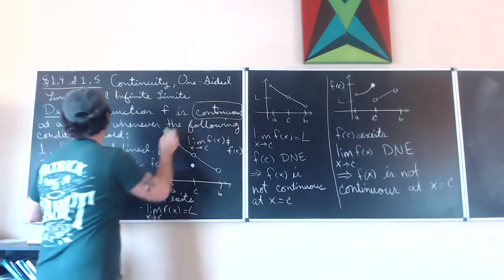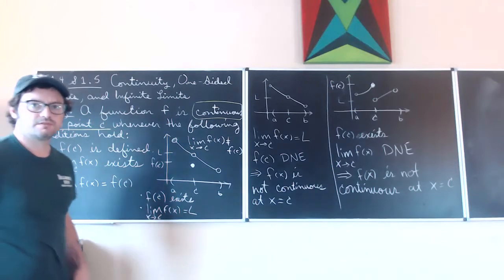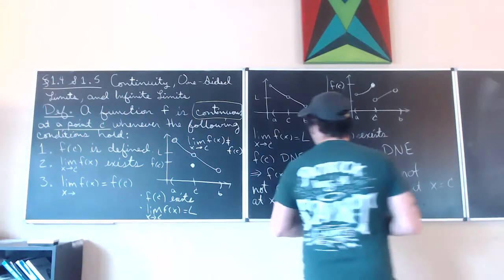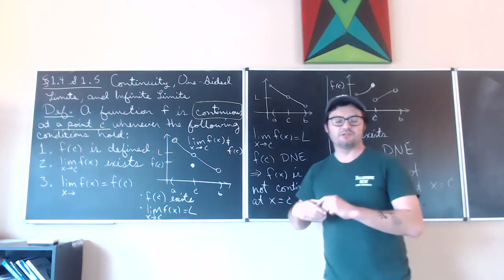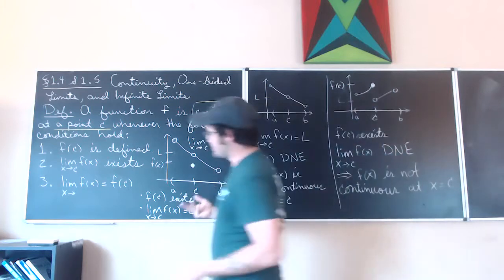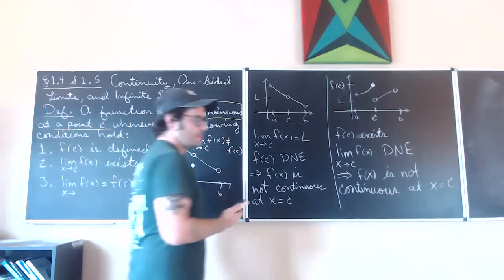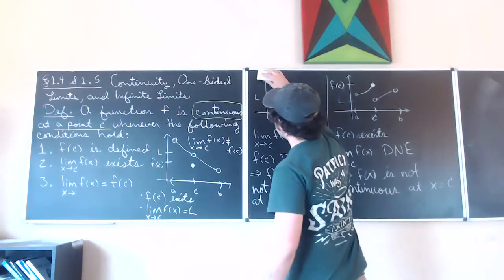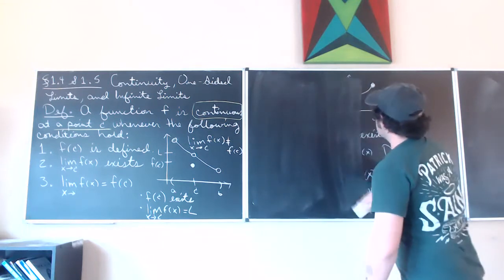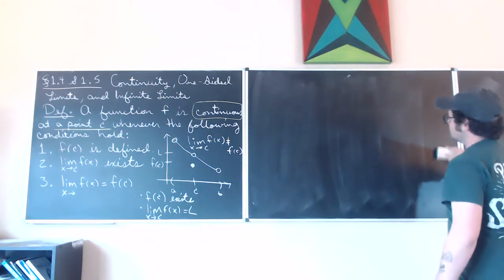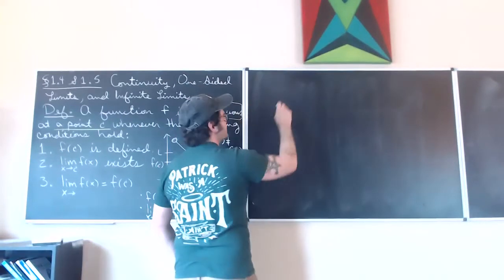Continuous at a point, right? So now that we understand how things can break down for continuity at a point, we can say something further about functions being continuous over an interval. So this is like a continuation of that definition.